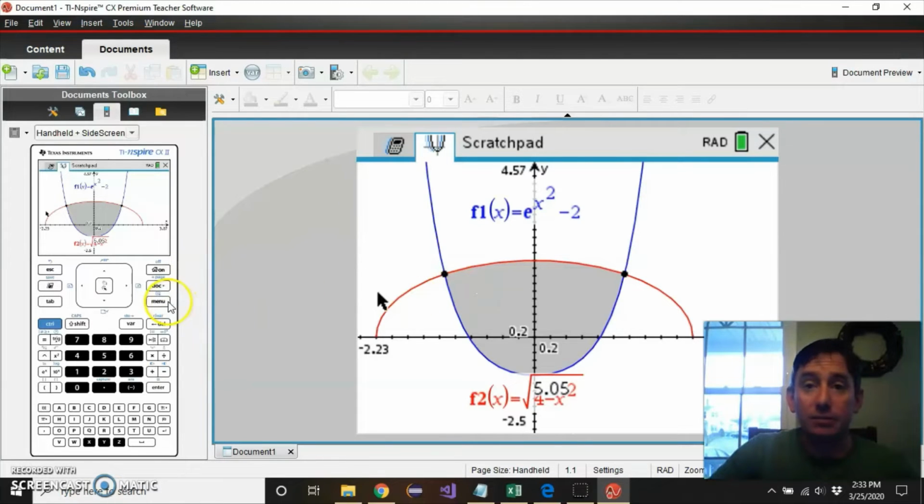Now if you don't utilize the bounded area tool on your calculator, then you just have to use your calculator to find these intersection points, and then set up an integral that goes from whatever that is to whatever that is. And your integral should be the red function here, the square root of 4 minus x squared, minus this exponential function. And that should give you the same answer. Cool.